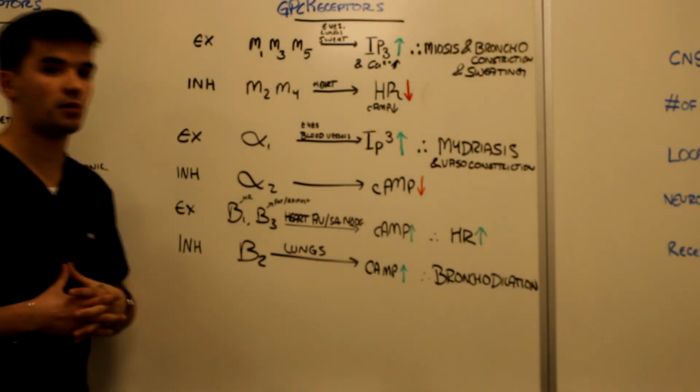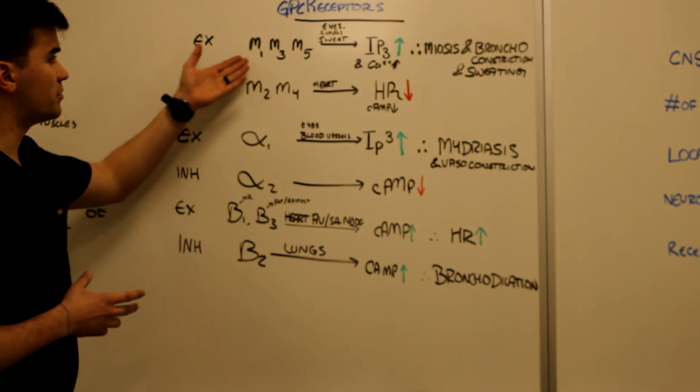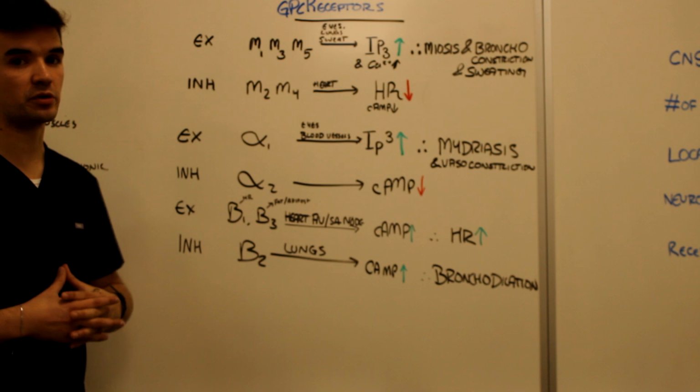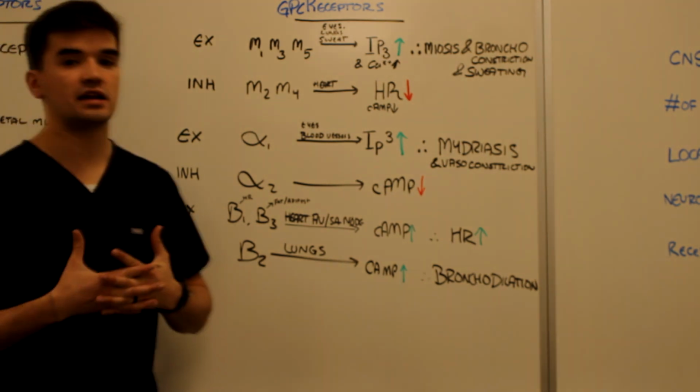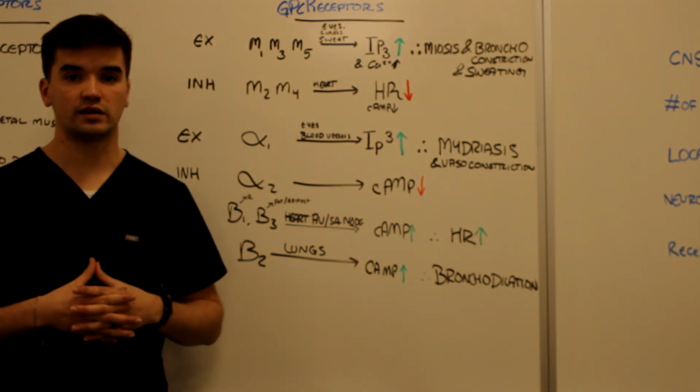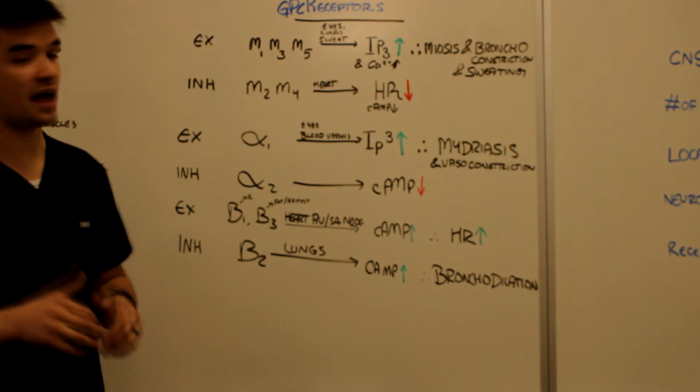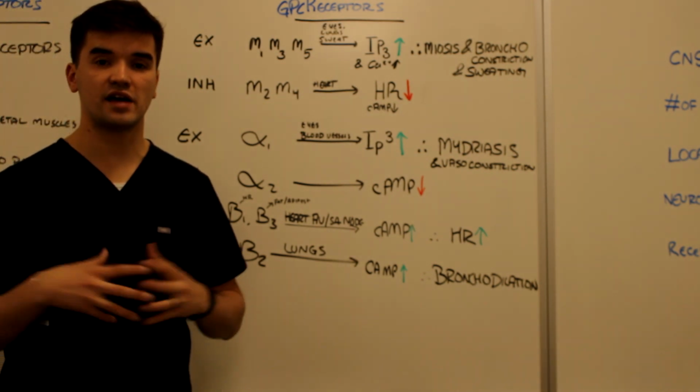Our first G protein coupled receptor group is called the muscarinic odd receptor group. This group is excitatory and affects the eyes, the lungs, and the sweat glands. It increases IP3 and therefore increases the amount of calcium within the cell.